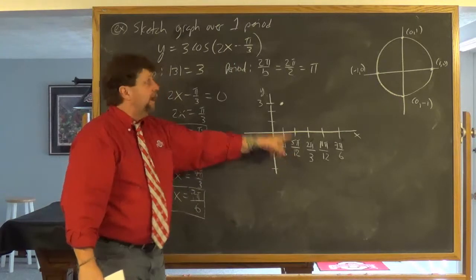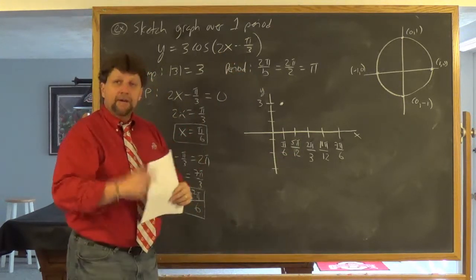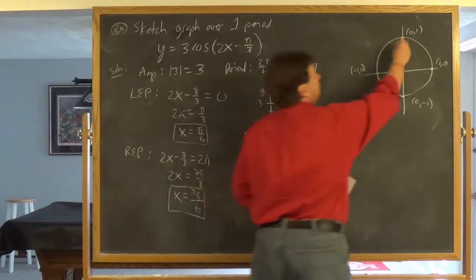When I put 5 pi over 12 in here for x, I better find myself ending up at this point on the unit circle.